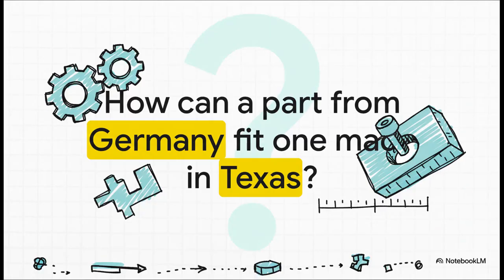Just think about this for a second. You've got a precision shaft being machined in Germany. At the same time, a housing for it is being drilled thousands of miles away in Texas. These parts have never met, yet when they show up on an assembly line, they fit together flawlessly. This isn't magic, and it's definitely not luck. It's the result of a very deliberate, worldwide agreement.